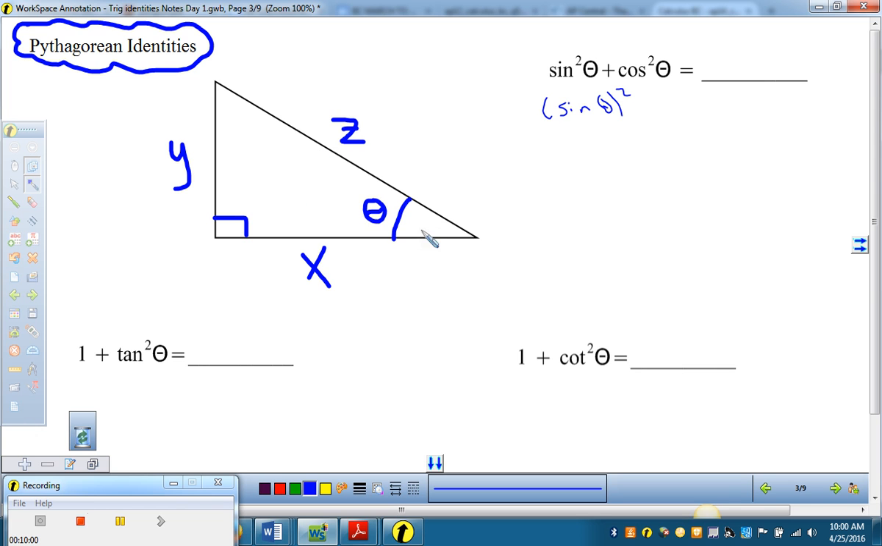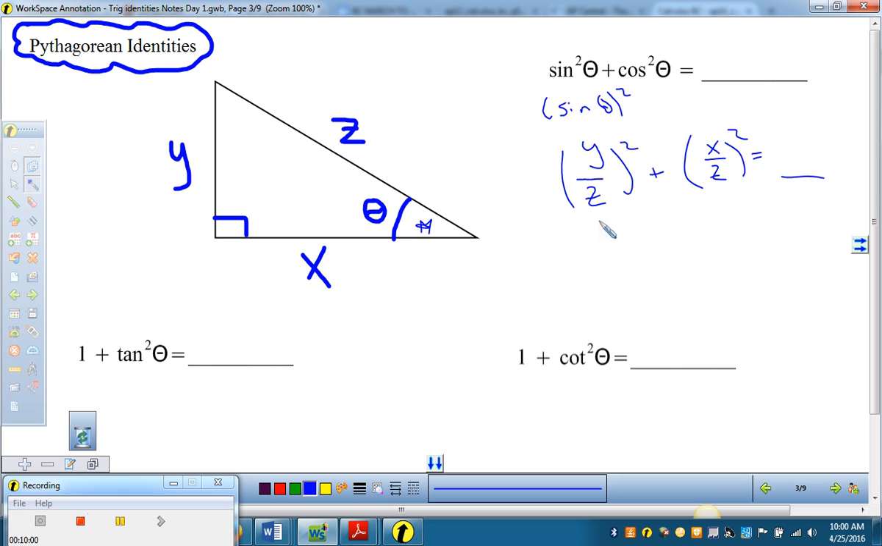All right, well, what is sine of theta? If I'm standing on theta, what is sine equal to? In this triangle, opposite is y over what? Y over z, squared. Okay? And what is cosine? X over z. And we want to know what that is equal to. That's what we're trying to figure out.